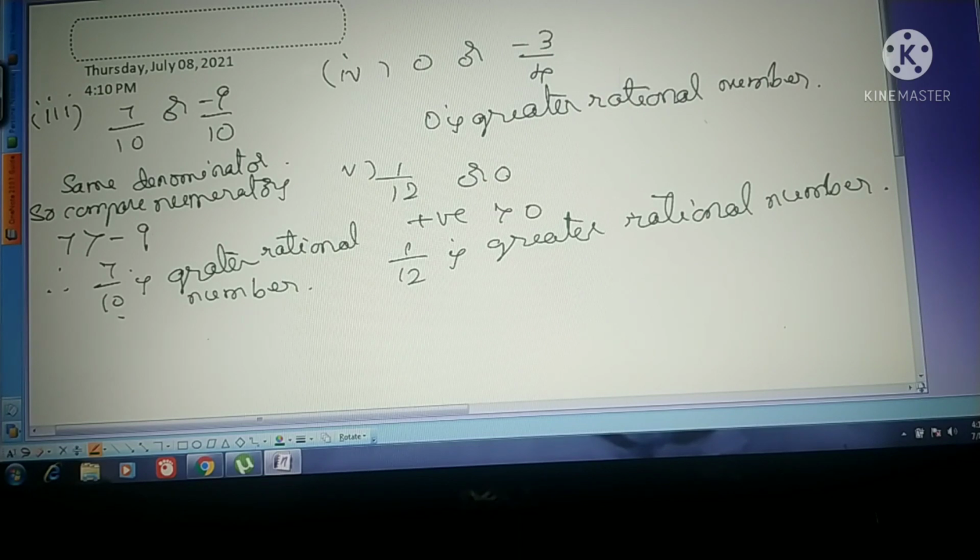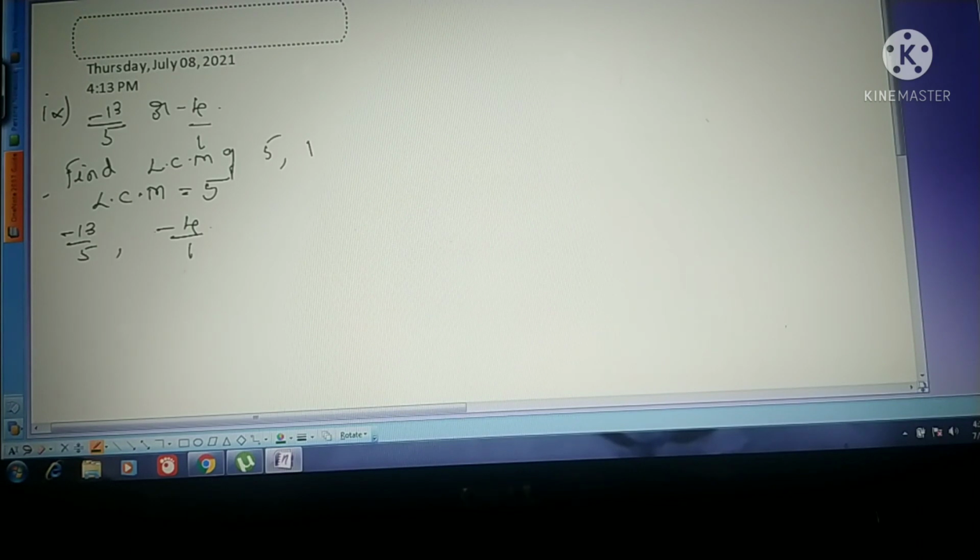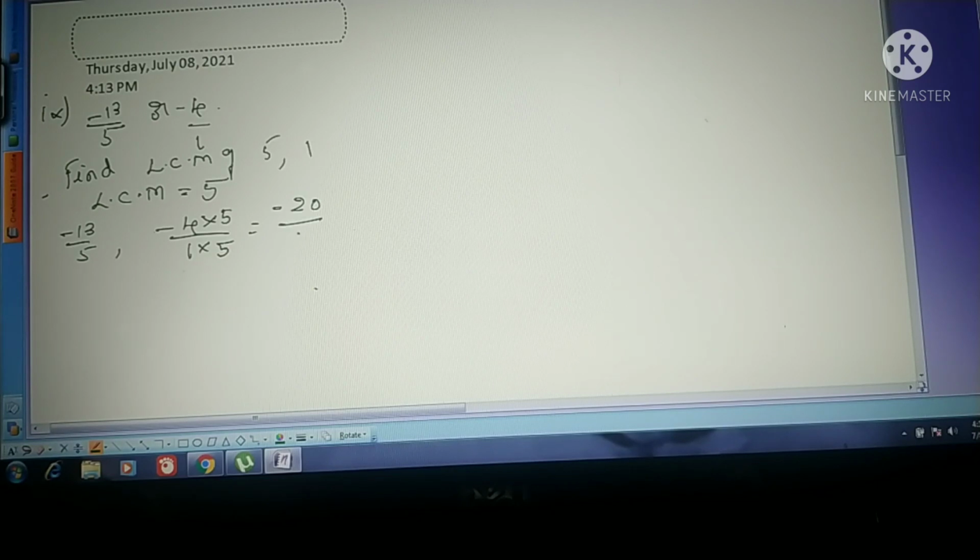Now see. Here, if you observe, minus 13 by 5 or minus 4 we have. In the denominator of minus 4, I have written 1, since nothing is there. At this time, 13 by 5, no need to change. So minus 4 by 1, we have to convert into denominator 5. So multiply with 5 in the numerator and denominator. It will be converted into minus 20 by 5. So now both rational numbers have been converted to the same denominator.